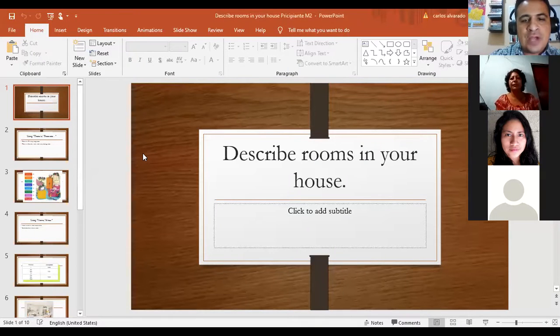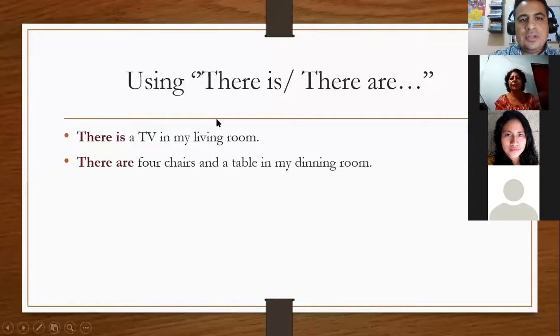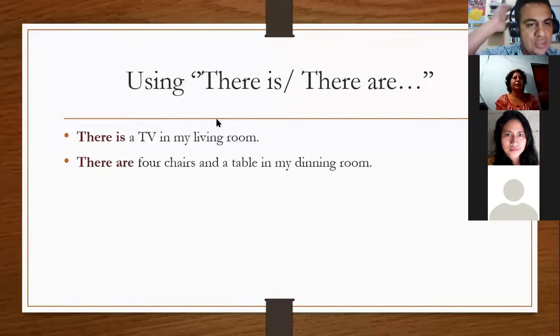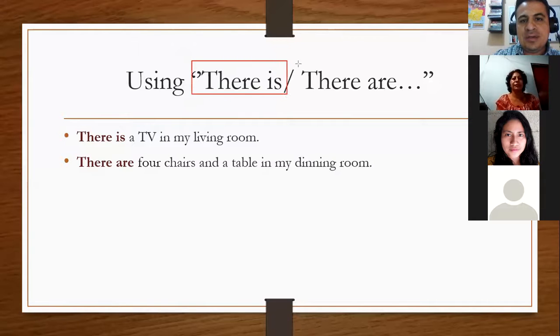Vocabulary to describe your house. Recuerden, ayer vimos diferentes partes de la casa, right? Remember? Vimos living room, bathroom, okay? So I want to use this grammar that I'm going to show you and the vocabulary to describe your house, okay? So we're going to use there is and there are. There is singular. There are is plural.